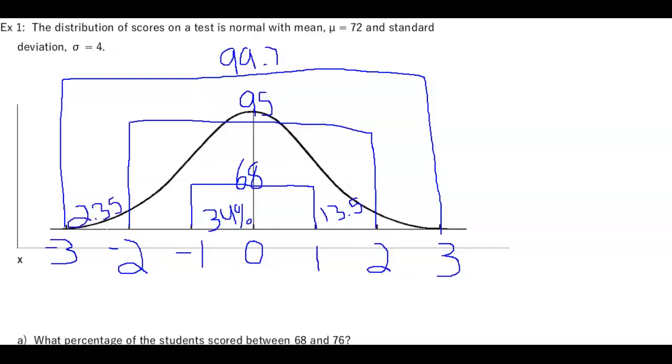2.35%. Now you're wondering, if our chart's out of 100, why do we only go up to 99.7%? That's because outside of our little curve in our standard deviations, there's 0.15% that's not accounted for.